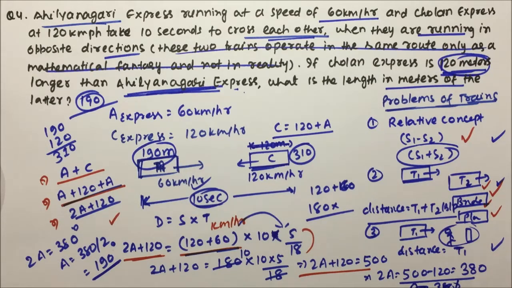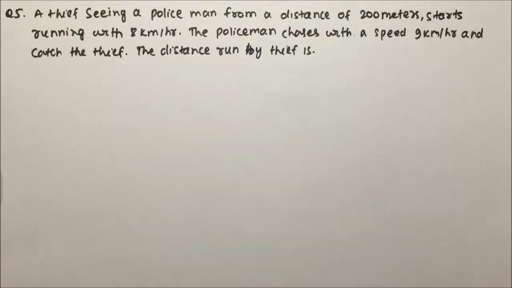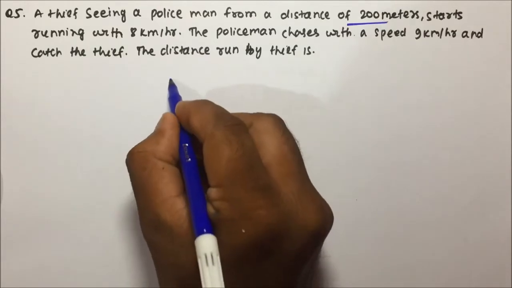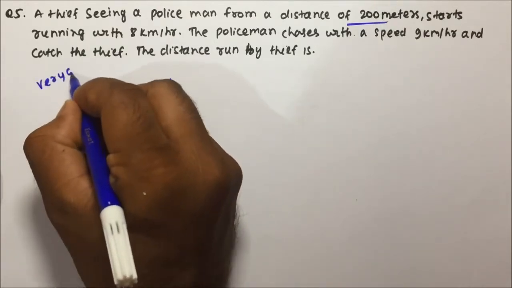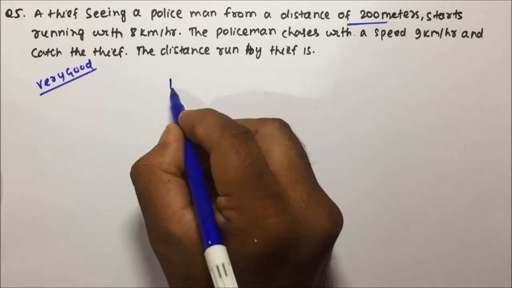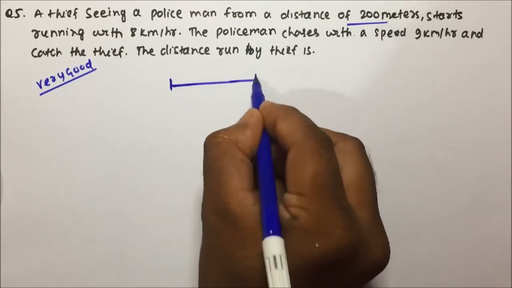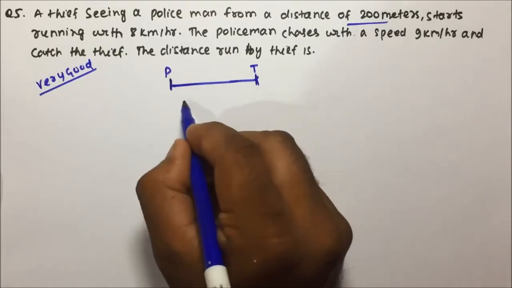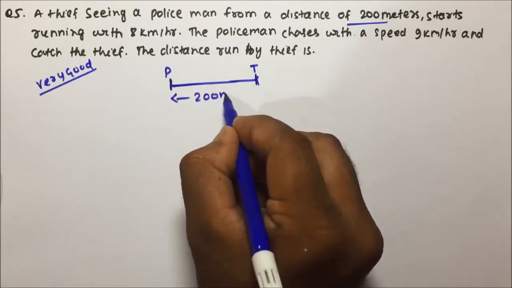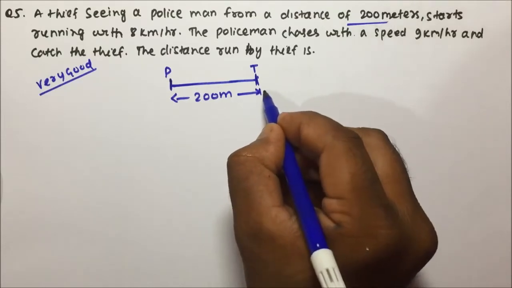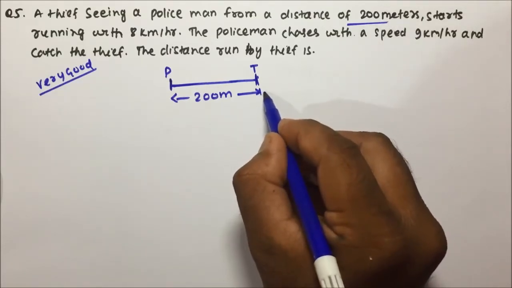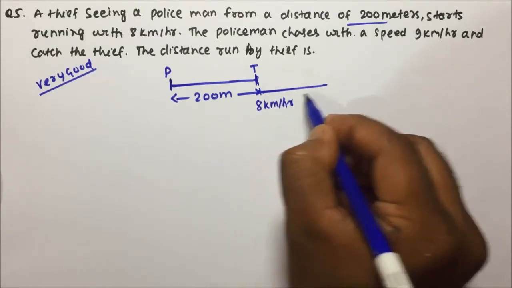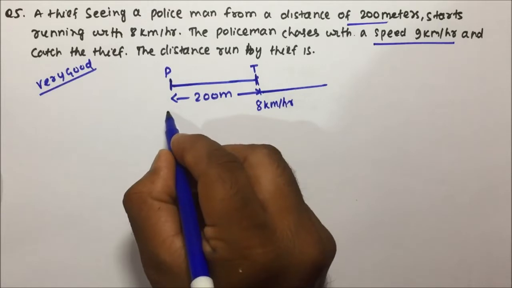Now moving towards question number 5. Question number 5: a thief seeing a policeman from a distance of 200 meter. So friends, this question is a very good question and an expected question for your exam. So a thief seeing a policeman, so here is your thief and here is the policeman. The thief is seeing a policeman, and at that time the distance between the thief and the policeman is 200 meter. And after seeing that, the thief starts running at 8 km per hour. The police chases him at 9 km per hour.